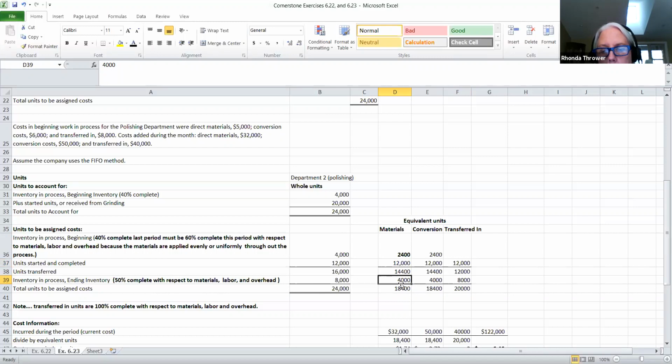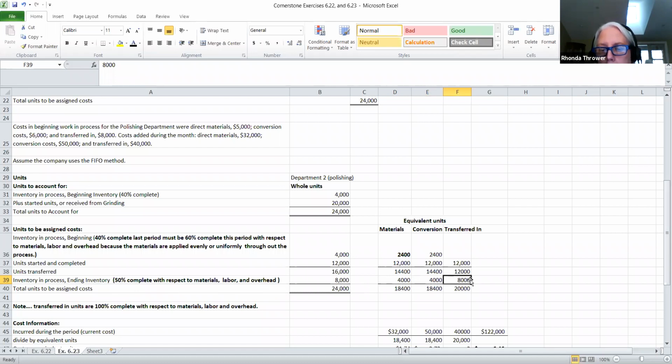That's different than what it would have been if the units had been added at the beginning of the process. There would have been all 8,000 there, but this is not the case for this problem. The materials are added uniformly throughout the process, so 50% is all we have in ending inventory. It's all we have for conversion too. 50% is complete with respect to labor and overhead, which is your conversion.